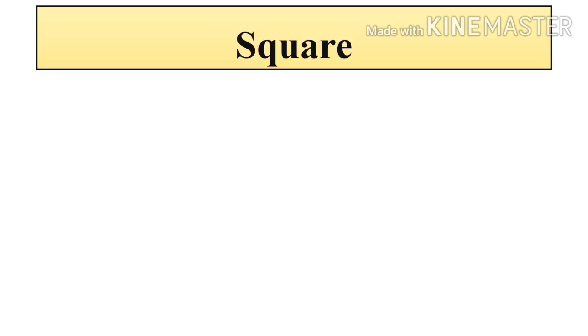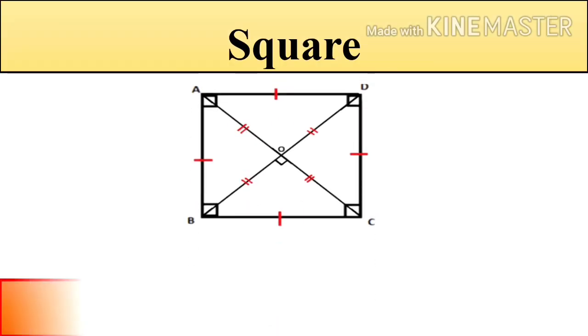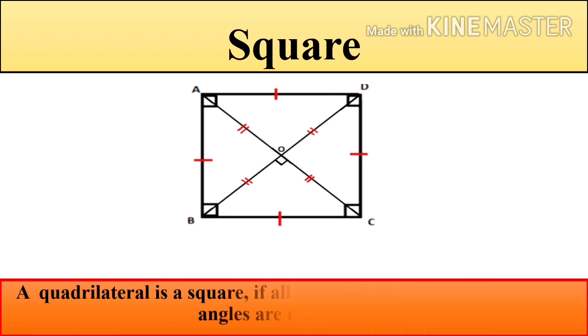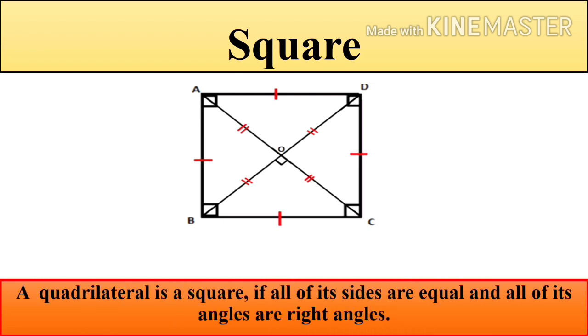Now square. A quadrilateral is a square if all its sides are equal and all of its angles are right angles. Then we can say that the given quadrilateral is a square. As we know, all the sides of a square are congruent and each angle of a square is a right angle.